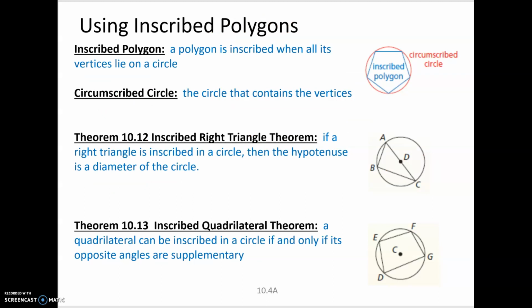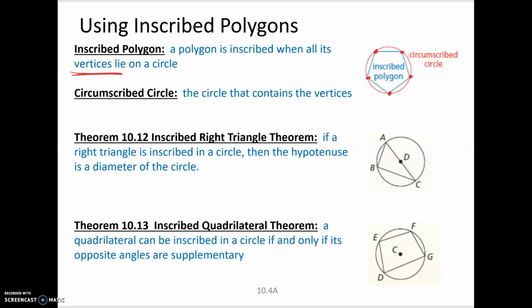Okay, what we're going to talk about next are inscribed polygons. So a polygon that is inscribed or inside the circle. So all vertices of the polygon should lie on the circle. So that means all of the points of the shape are somewhere on the circle. There's my inscribed polygon. And the circumscribed circle, circumscribed just means around the outside.